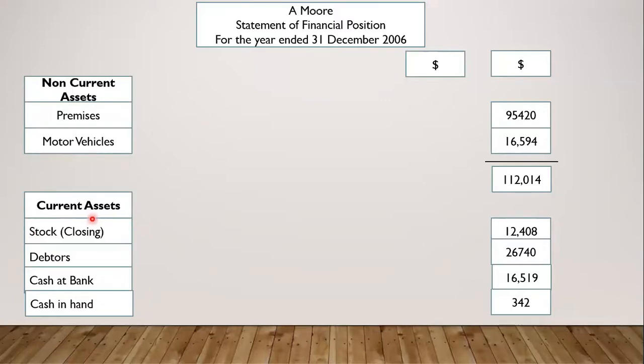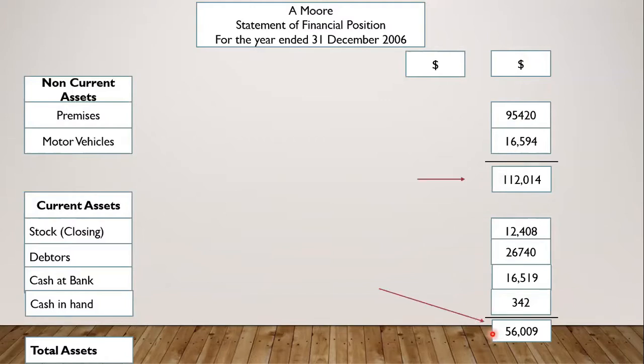What I'm going to do is total current assets. My current assets are 56,009. I've just totaled these four numbers. So this is the total of current assets, and this is the total of non-current assets. What is the last thing in this first section of the balance sheet? I will be totaling all of my assets. I don't need to start from here. I will just take the totals, this one and this one. If I add these two numbers, I will get the figure for total assets. My total assets are 168,023.